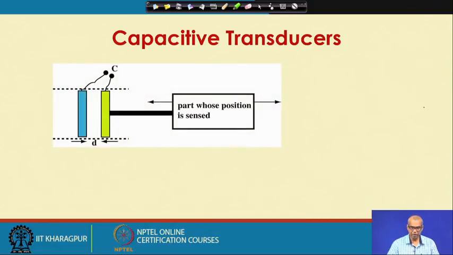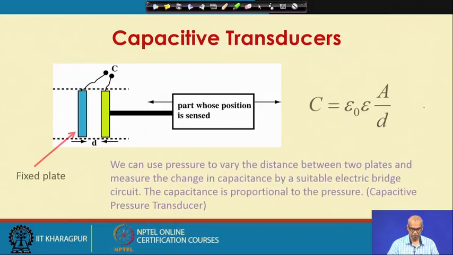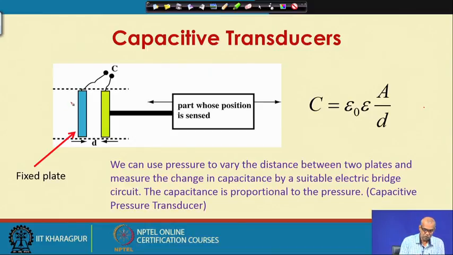So, this is represented schematically. This is one plate, this is another plate. Let us keep this plate fixed, and this plate be attached to the moving object. So, as the object moves in this direction, the distance between the two plates, represented as d, increases.